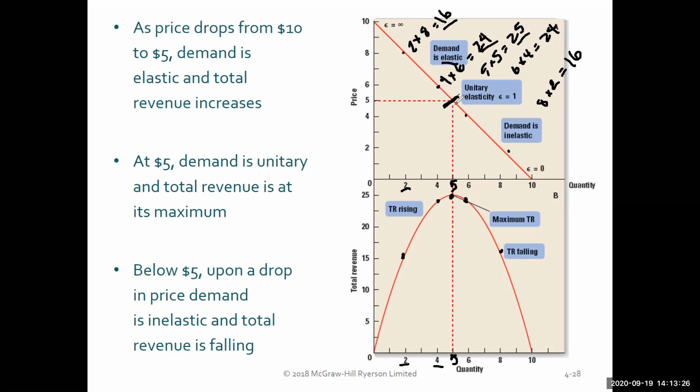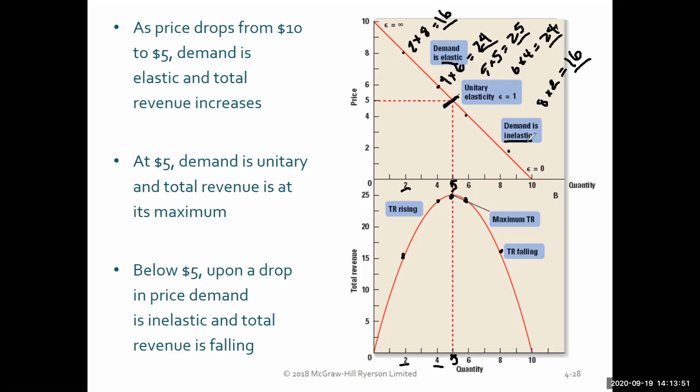Let's keep going. What if we drop the price to 4, then to 2? We see that total revenue goes from 25 to 24 to 16, and we see it on here too. Total revenue is falling off. We drop the price from 4 to 2, and total revenue goes from 25 down to 24 down to 16. So if you're lowering price and total revenue is falling, then demand is inelastic.